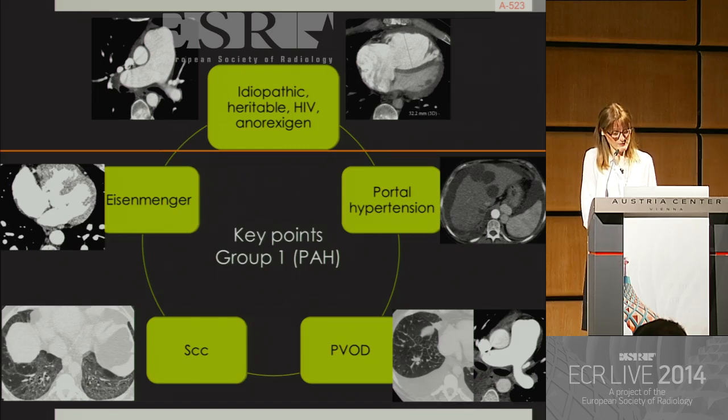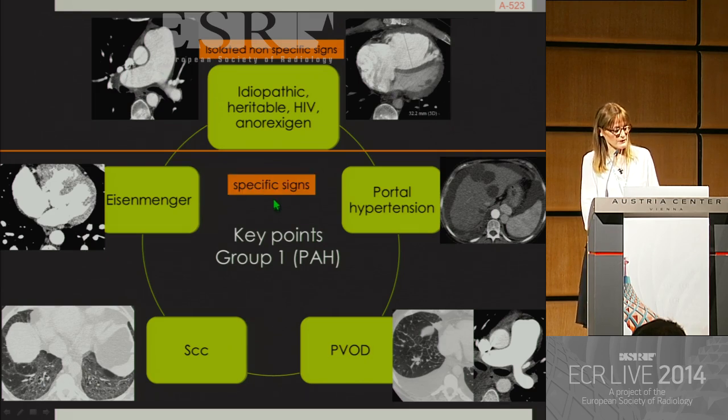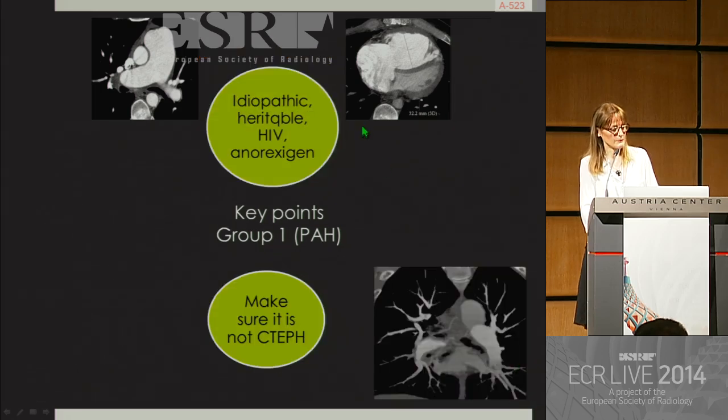So, to summarize my talk, in idiopathic, heritable, HIV-induced or anorexigen-induced diseases, there are no specific signs and only signs of pulmonary hypertension. Specific signs can be found in Eisenmenger, the signs related to the shunt, in portal hypertension, signs of portal hypertension, in systemic sclerosis, signs of infiltrative lung disease, and in PVOD, pulmonary edema with small central veins and signs of pulmonary hypertension. It's especially important in this group of diseases to be sure it is not CTEPH, because in some patients, signs of chronic PE can be quite subtle.